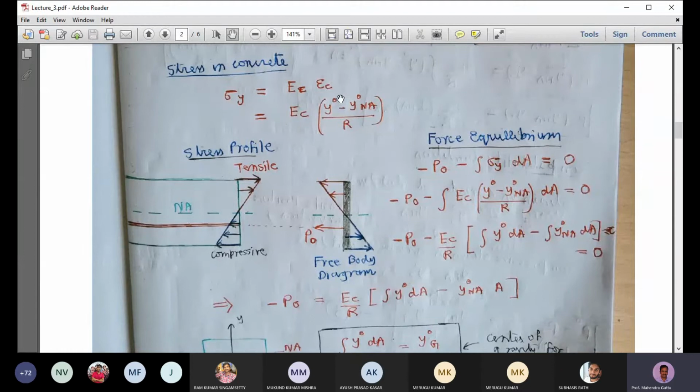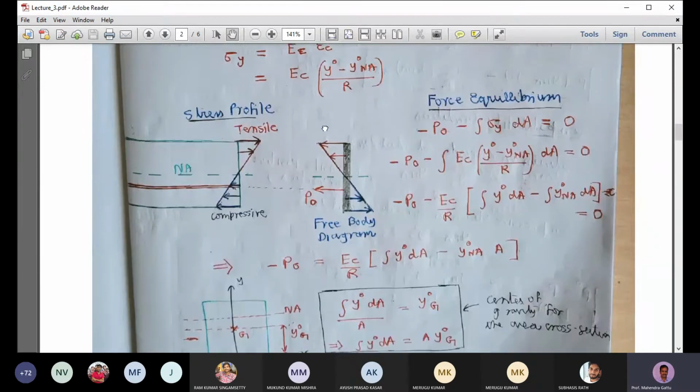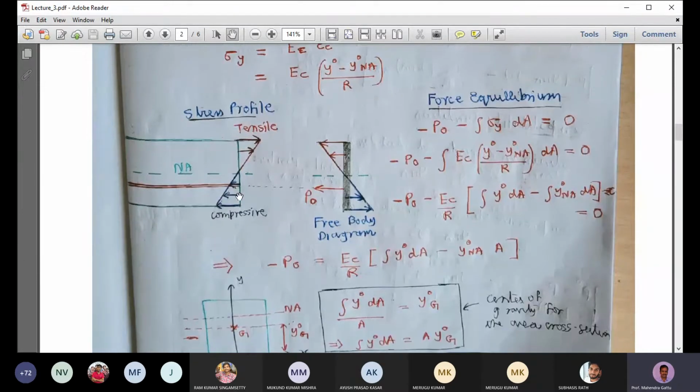So if you are above the neutral axis, then it will be a positive quantity, so the stress will be a tensile strain. And if it is below the neutral axis, there will be a negative quantity and it is a compressive strain. So we can plot the stress profile of the concrete here. So this is the neutral axis. Above the neutral axis, we have a tensile strain in the concrete, and below the neutral axis, we have a compressive strain.